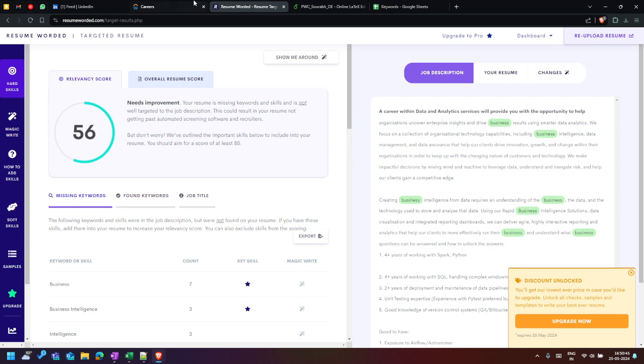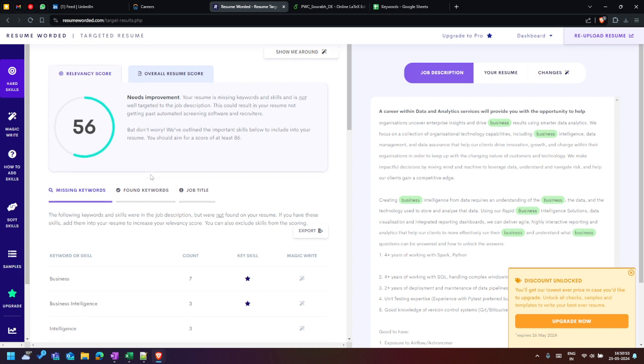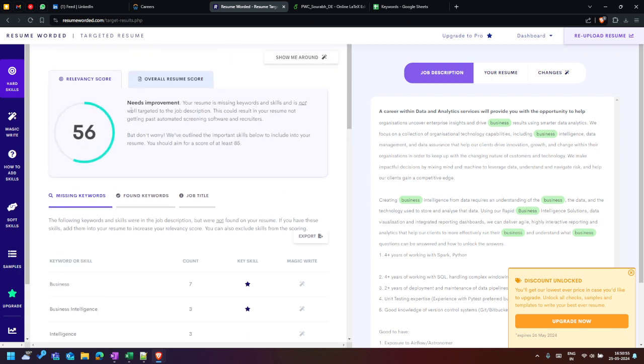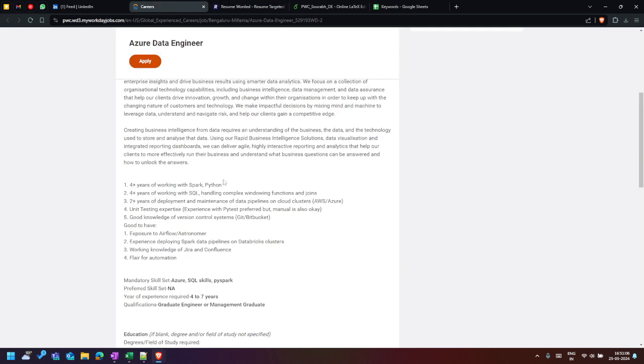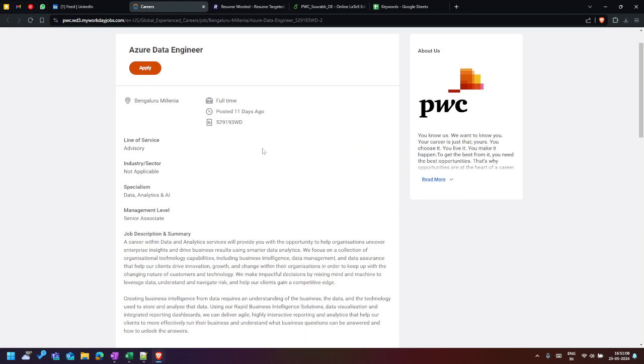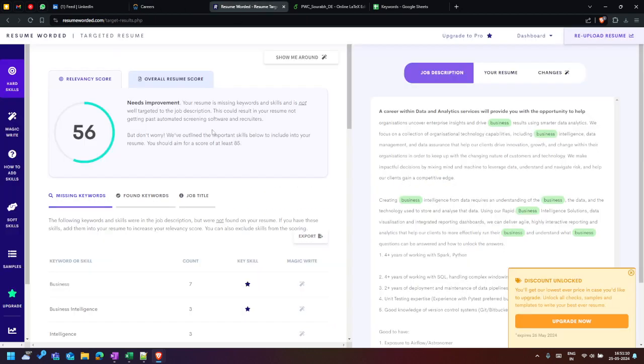Now I have already done all of this, so you just have to copy this, paste it under JD, and paste your resume under the resume section. And after that, it will give you a score. So my initial resume has 56, needs improvement comment. So that's what we'll do. We'll improve it in order to fit more towards this particular JD.